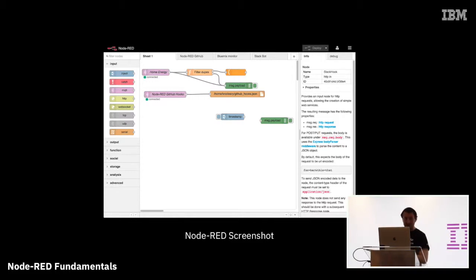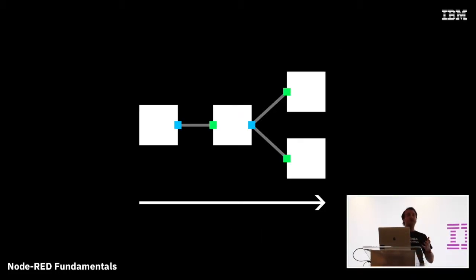But what is flow-based programming? Flow-based programming is a graphical way of creating computer programs with flows. A flow is a series of nodes, which are basically just boxes that have an input, an output, or both. Too fast? Okay, cool. And they're all connected to each other.